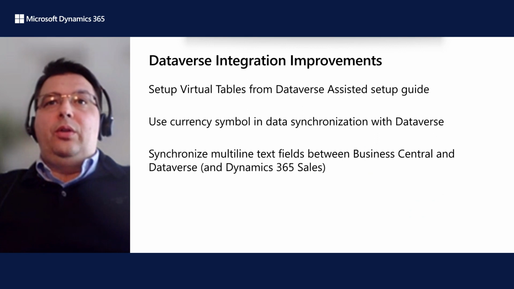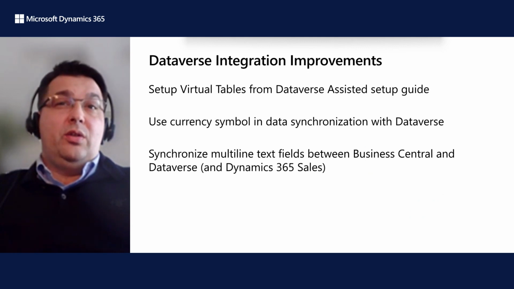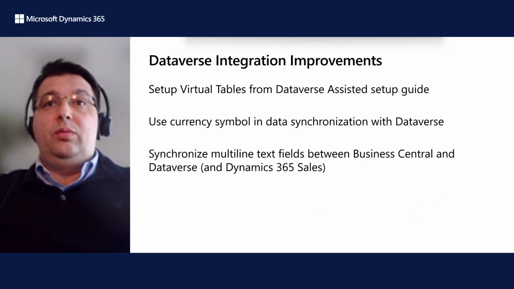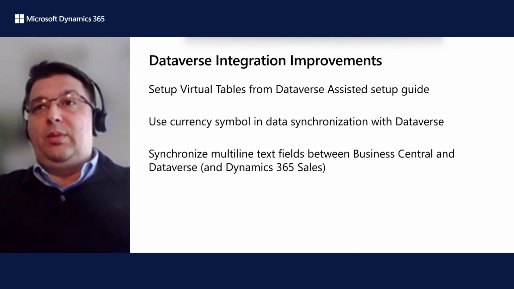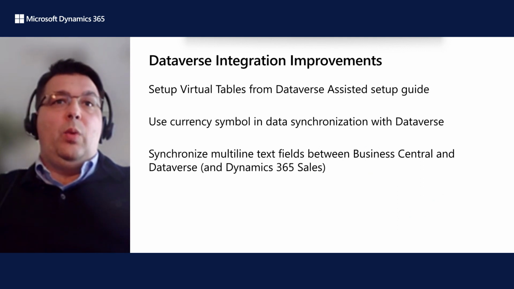There are two ways to get your data to and from Dataverse with Business Central: data synchronization and virtual tables. You may ask yourself, when do I use data synchronization and when do I use virtual tables? The short answer is these are ways of integrating to Dataverse that actually complement each other. As they work hand in hand, it makes sense to have a unified setup experience for them.